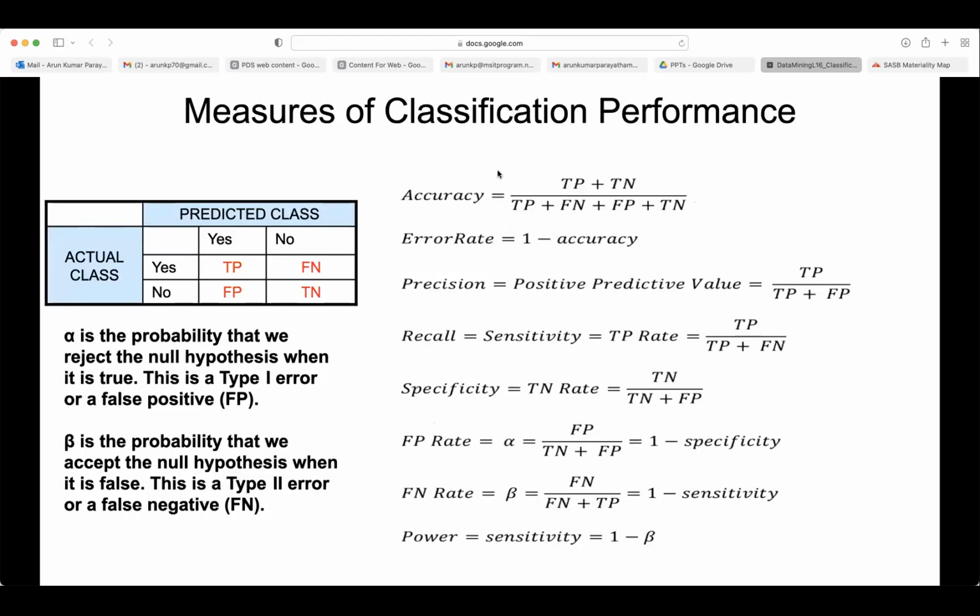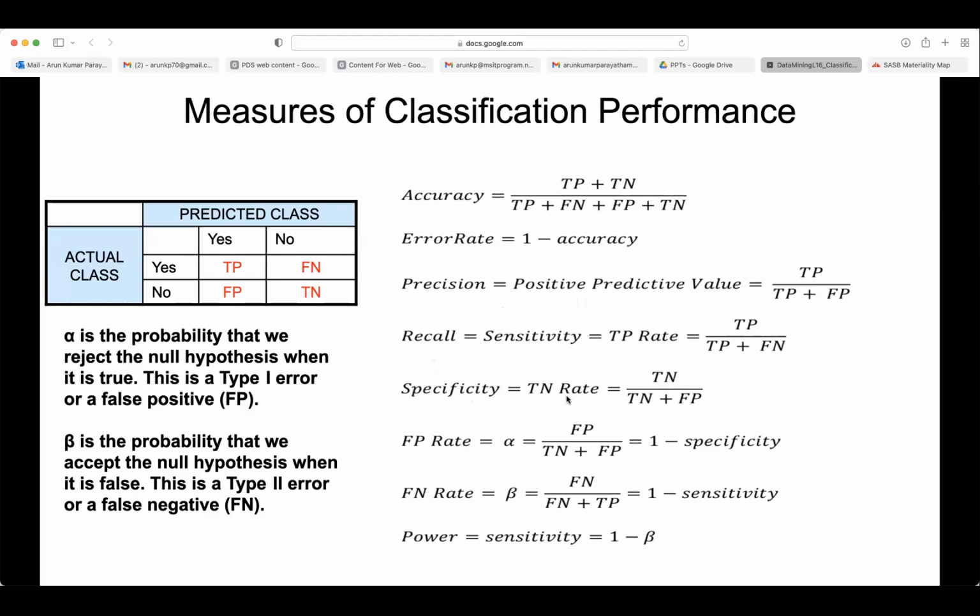So, measures of classification performance: there are different measures, not just precision and recall. They are called accuracy. You know, error rate is nothing but 1 minus accuracy, how many mistakes you make. Precision, you know this, that is positive predictive value. Recall is sensitivity, true positive rate, that is TP by TP plus FN. So some people may use the word sensitivity instead of recall.